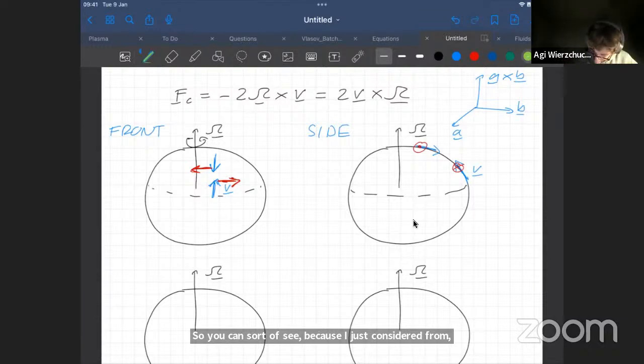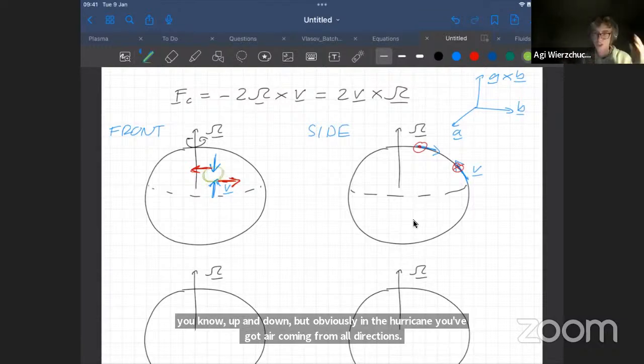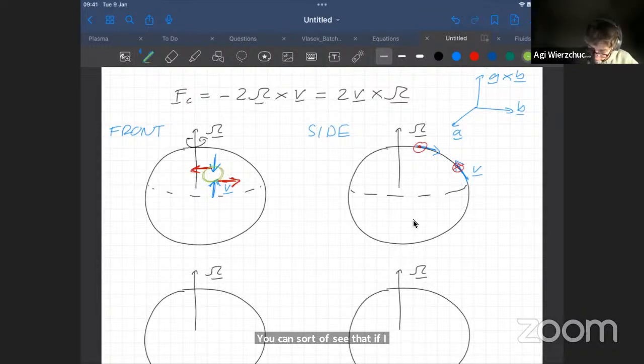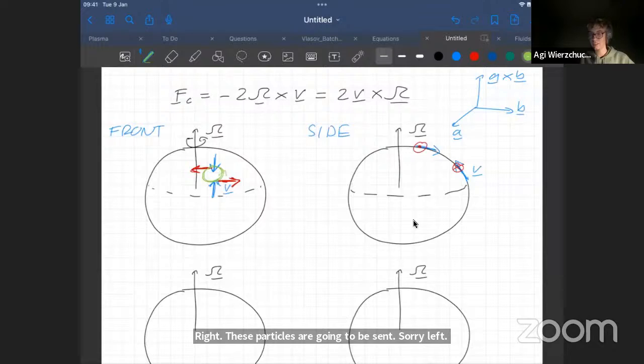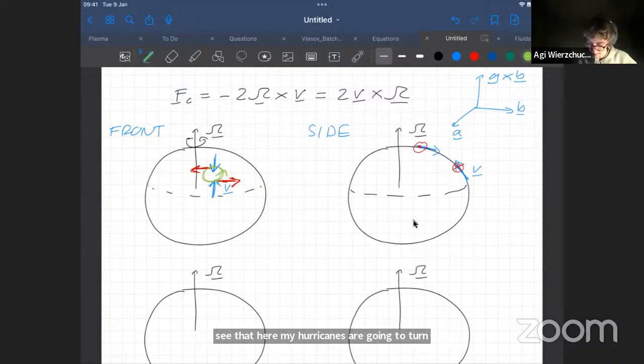You can see that if I had some sort of circle of particles here, these particles are going to be sent right. These particles are going to be sent left. These particles are going to be sent right. So you can see that here my hurricanes are going to turn anti-clockwise, right? That's why, in the northern hemisphere, my hurricanes turn anti-clockwise.